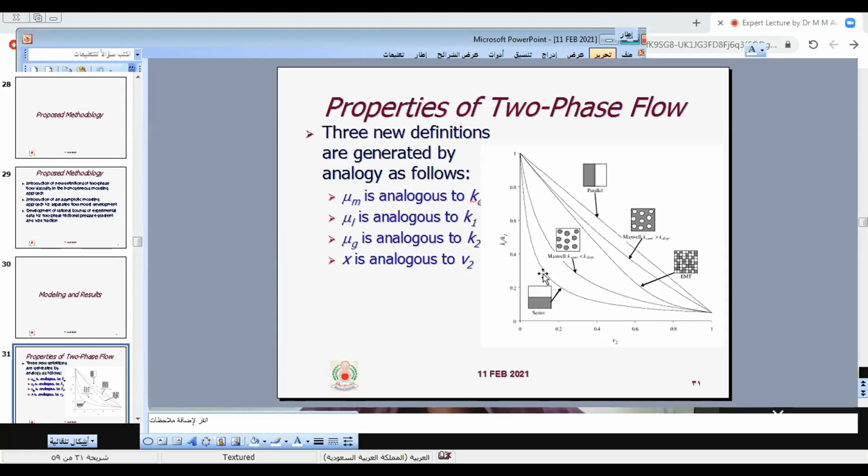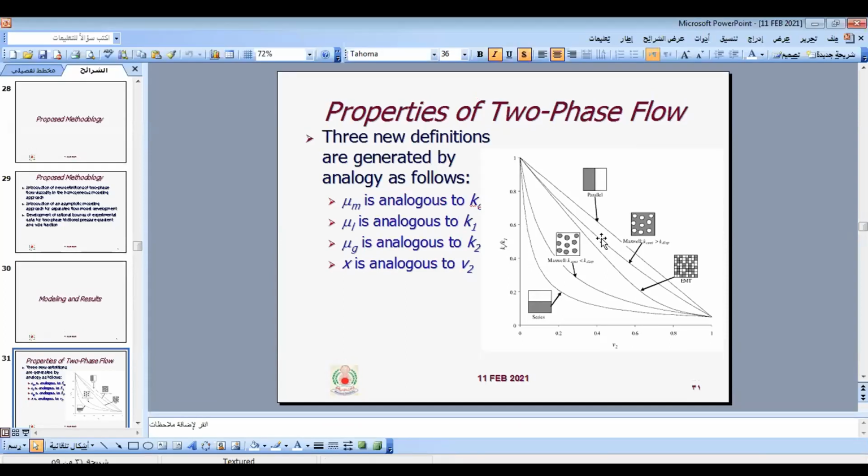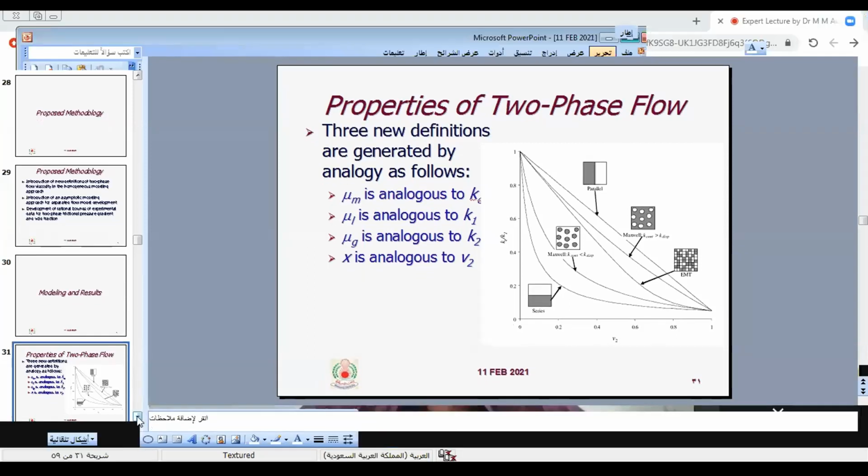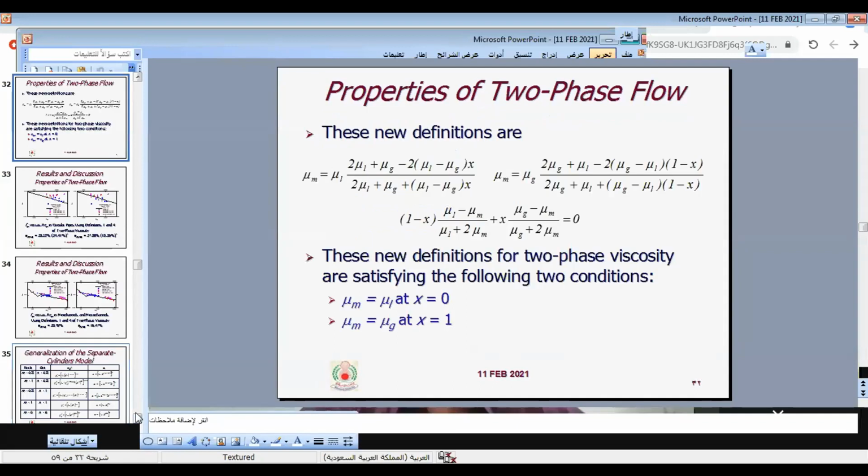And in these two cases, from this plot, we have the series definition, which is a similar definition of two-phase viscosity that I show later, and we have the parallel definition of two-phase viscosity. So between the lower curve and the upper curve, these three curves come from introducing a new definition of two-phase viscosity. And this is the equation of two-phase viscosity. It's first equation, second equation, third equation.